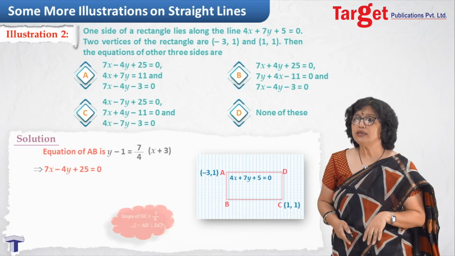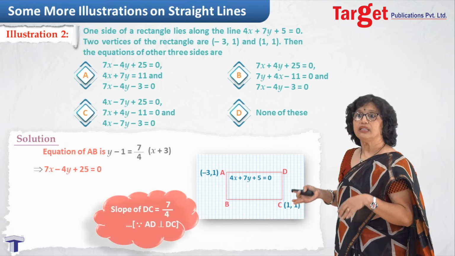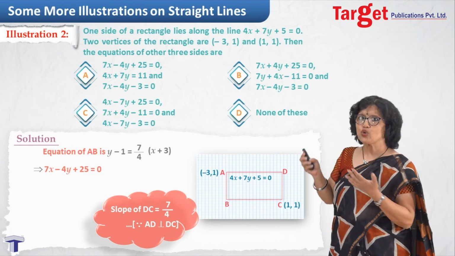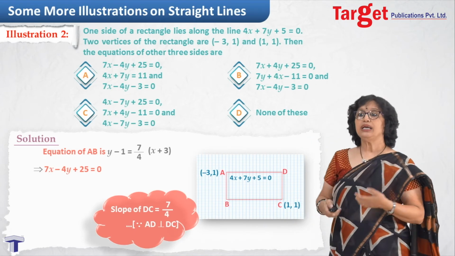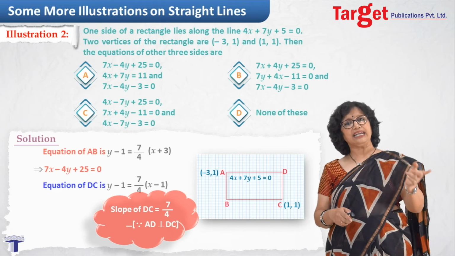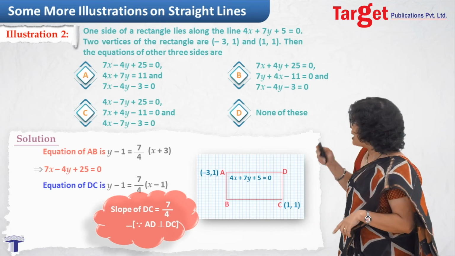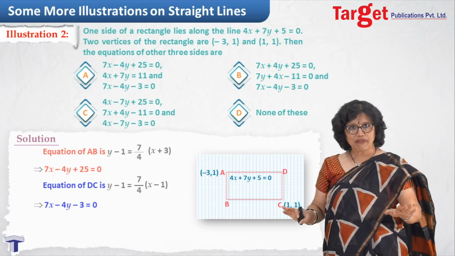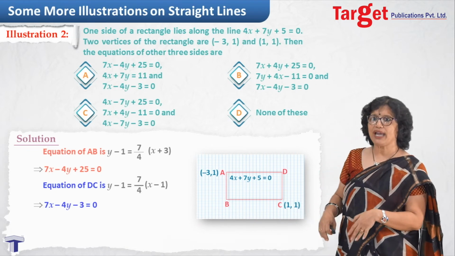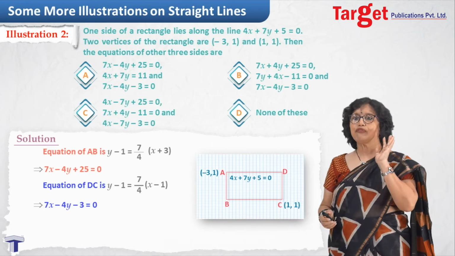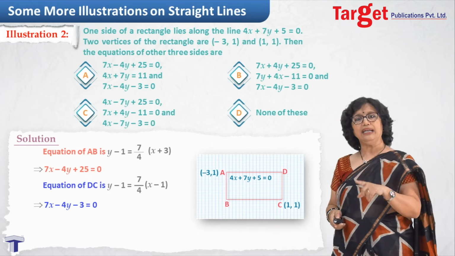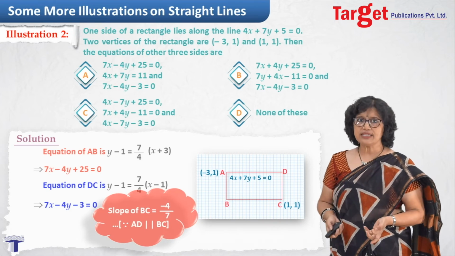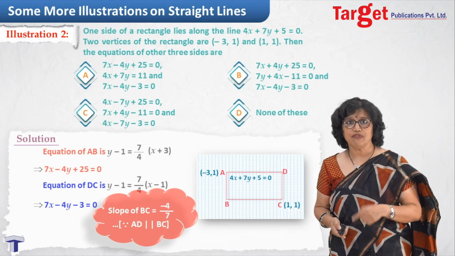Now what about slope of DC? Now DC is parallel to AB. If slope of AB was 7 by 4, so is slope of CD also. And hence from there I can write equation of CD, and that is y minus 1 equal to 7 by 4 times x minus 1, which can be simplified to 7x minus 4y minus 3 equal to 0. So I have found equations of AB and DC by now. And what is now left? Left out is equation of BC, what I have to find.